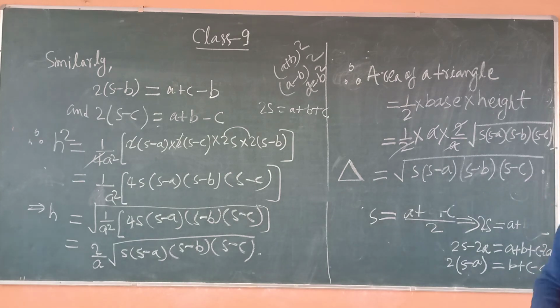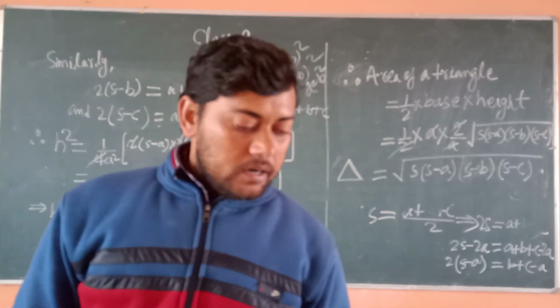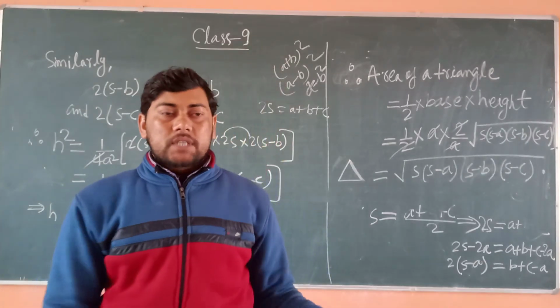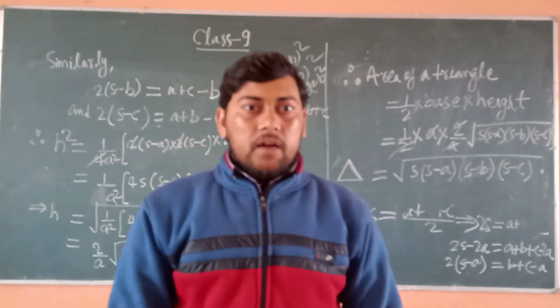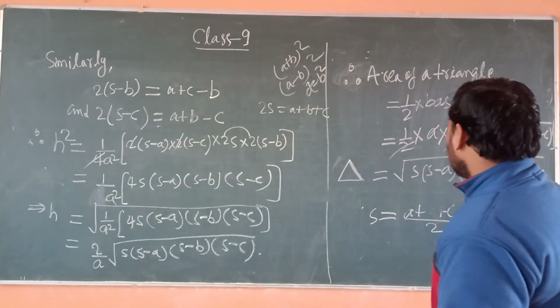So students, if the height is impossible to find and the lengths of all sides of a triangle are given, then we can use Heron's formula to find the area of a triangle.